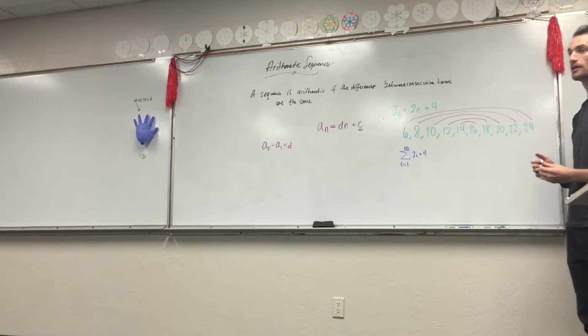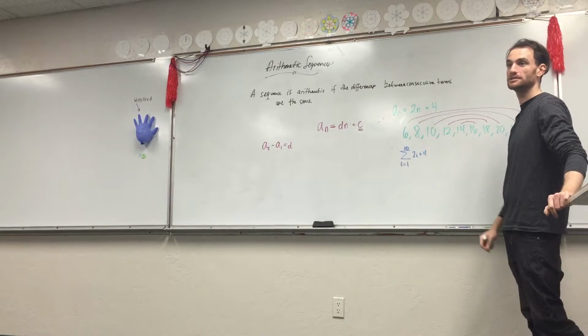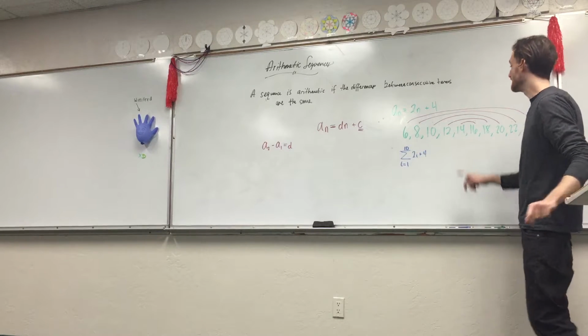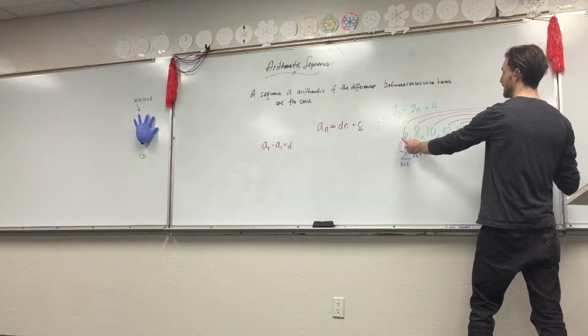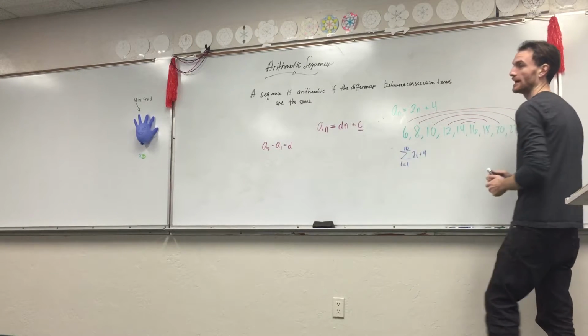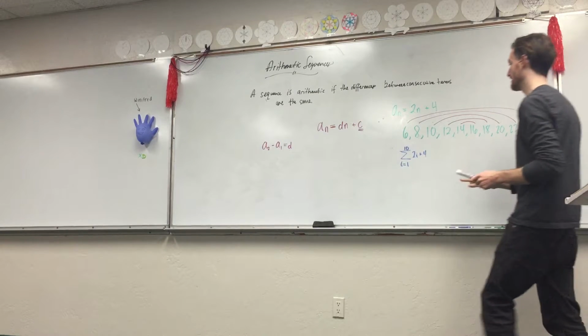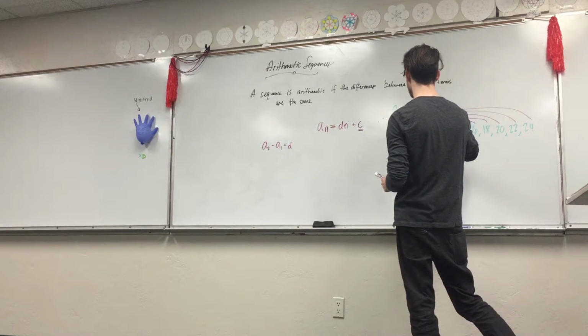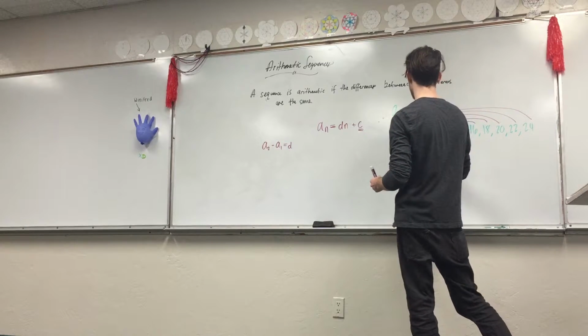How many terms did I have in my series? 10. I had 10 terms, and the first and the last number add up to 30. That's reasonable with an even amount of terms, right? What about if I had 11? What about if I had 11 terms?